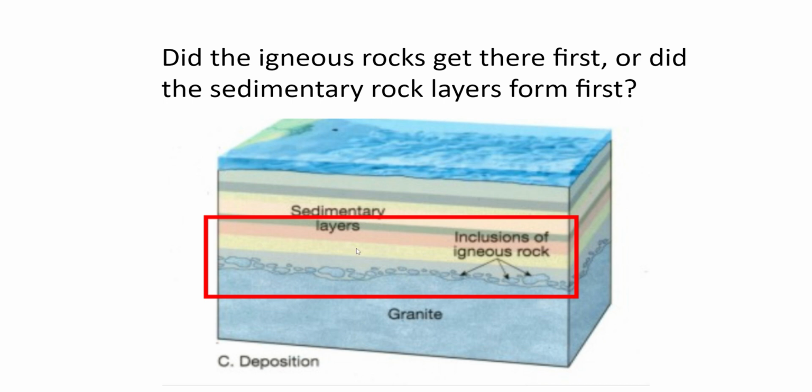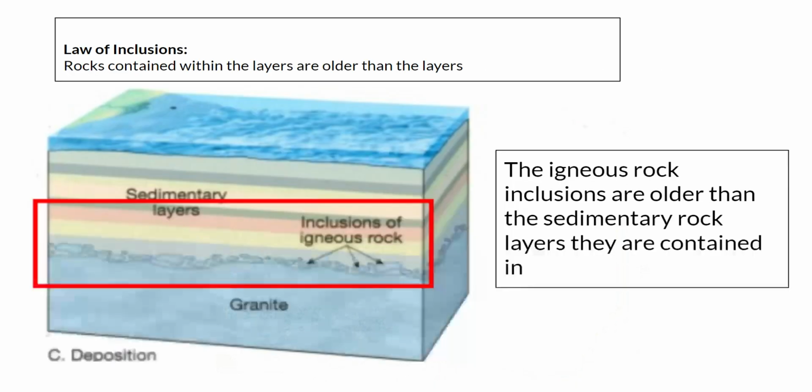So I have a bunch of sedimentary rock layers, as you can see. Granite is actually an igneous rock, and these are inclusions, meaning bits of this granite got stuck in these sedimentary rocks. So did these inclusions, or rock fragments of granite, get there first, or did the sedimentary rock layers form first? Pause this video. So the answer is the igneous rock inclusions are actually older than the sedimentary rock layers that they are contained in.